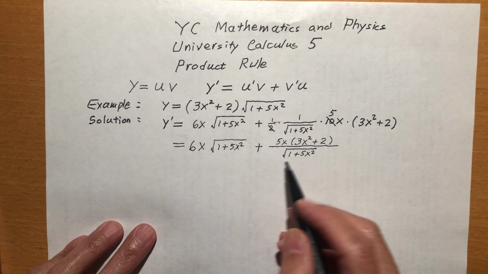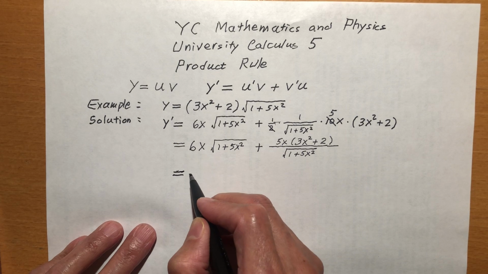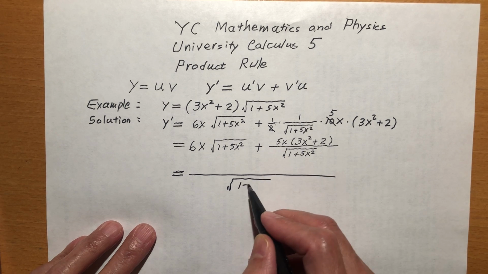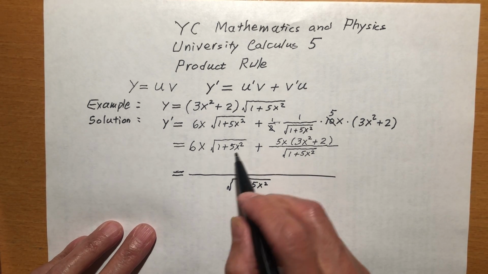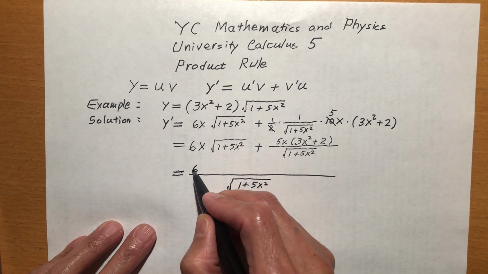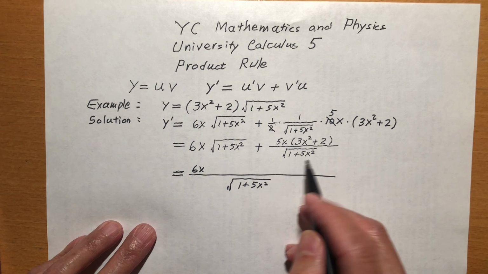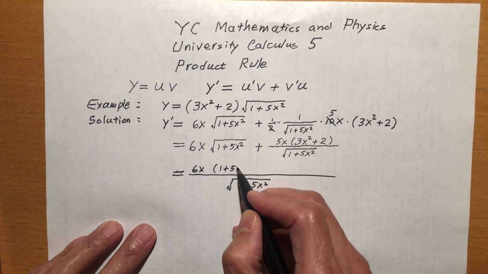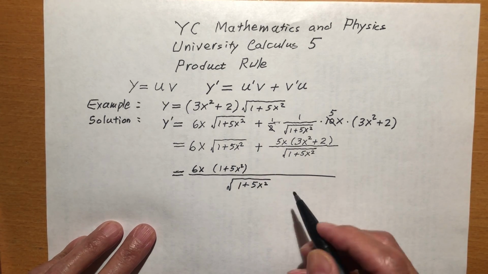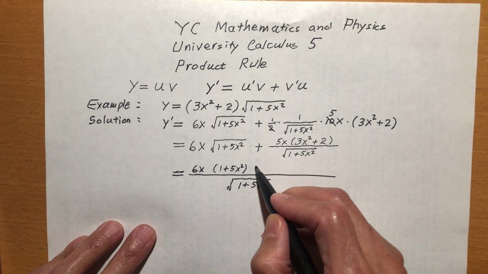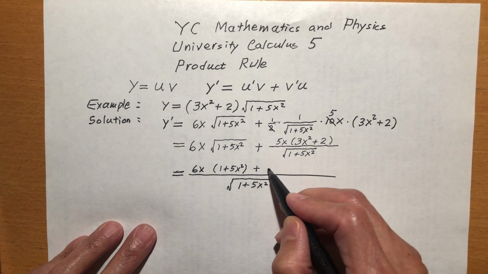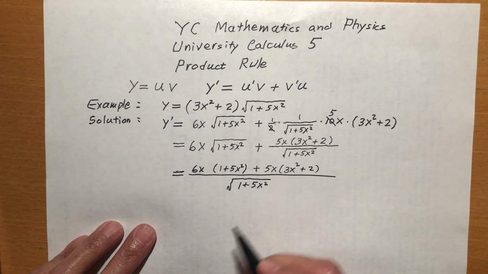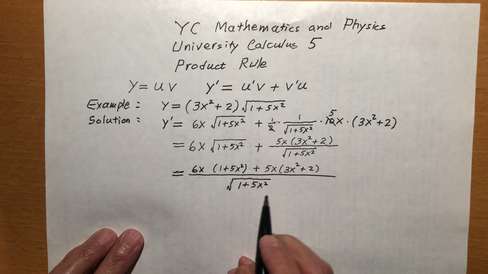So what do we do? We do common denominator. The common denominator is this. And then this becomes 6x. Multiply. The square root is gone because you have the denominator here. The square root is gone. So it is 1 plus 5x squared. 1 plus 5x squared. And then this numerator doesn't change.